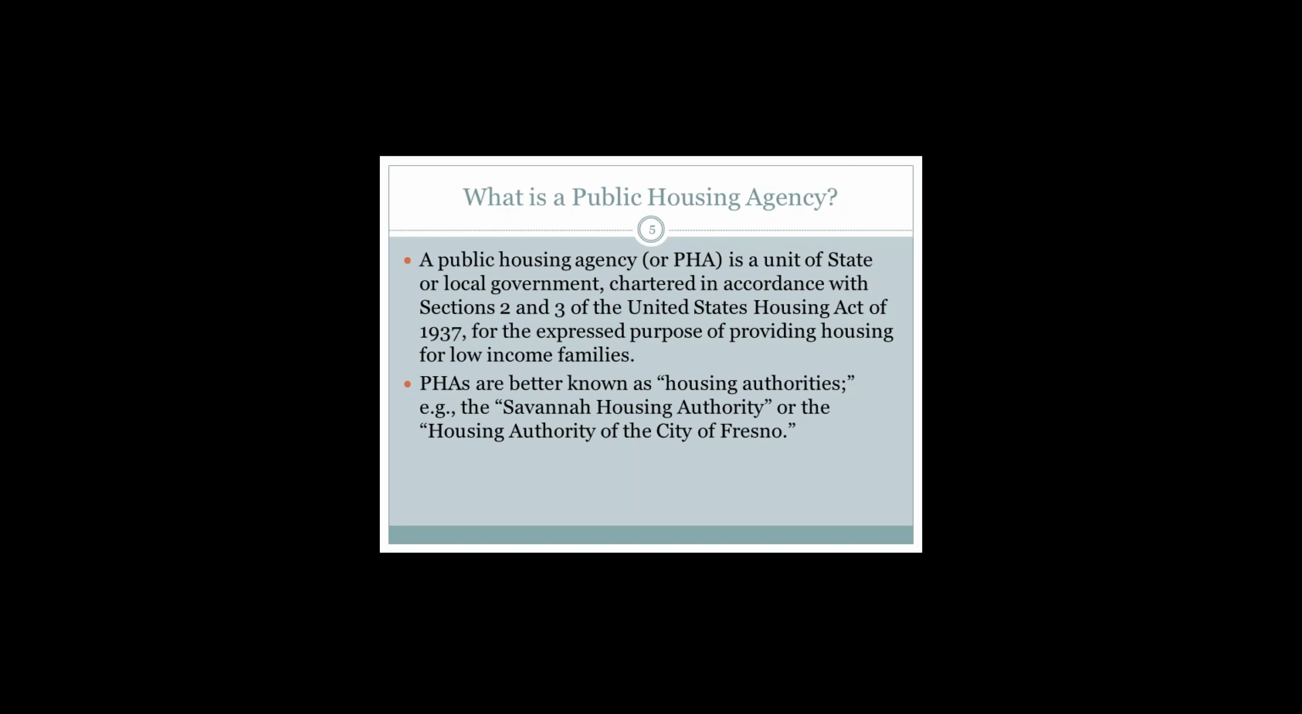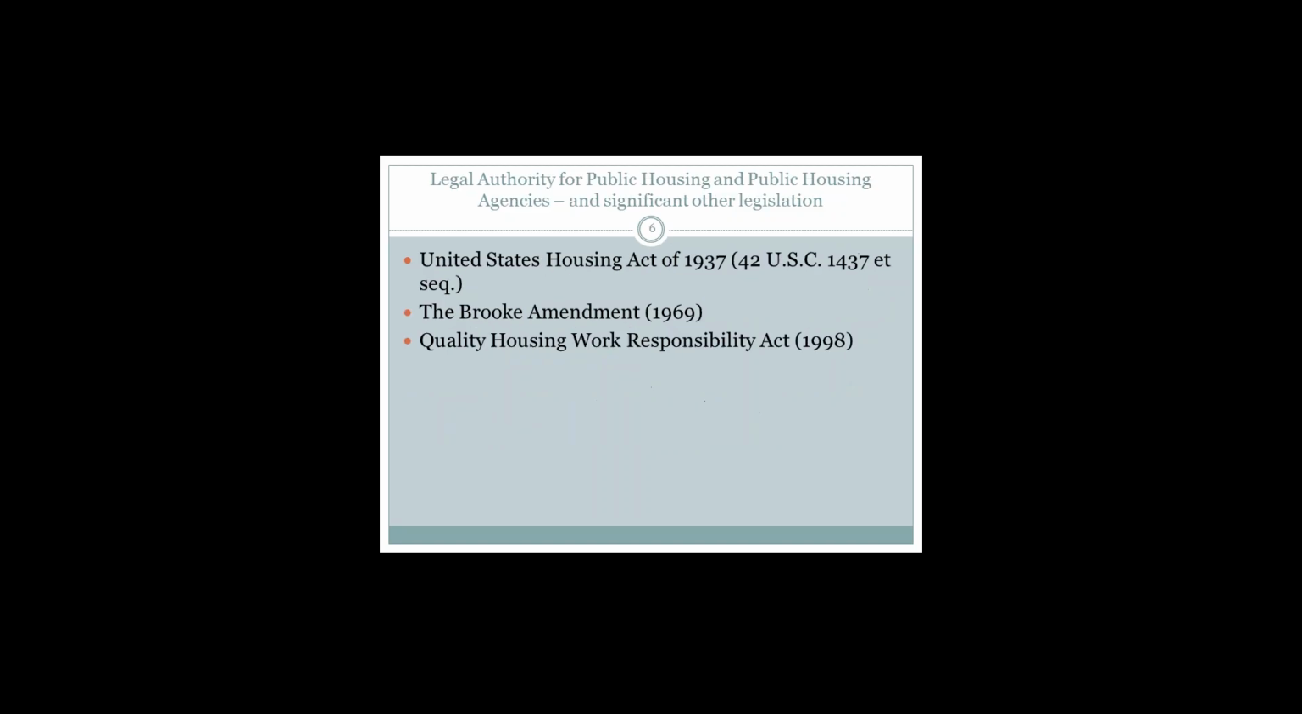But anyway, in 1937, the United States Housing Act was officially created for the express purpose of providing housing for low-income families. We typically refer to public housing authorities as the Housing Authority of Savannah, Housing Authority of the City of Fresno, County of Fairfax, whatever. That's the short version.